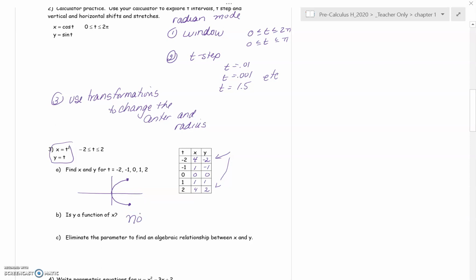It's not a function. But what we're going to do is try to eliminate the parameter. So if y is t, couldn't you say that x is y squared?